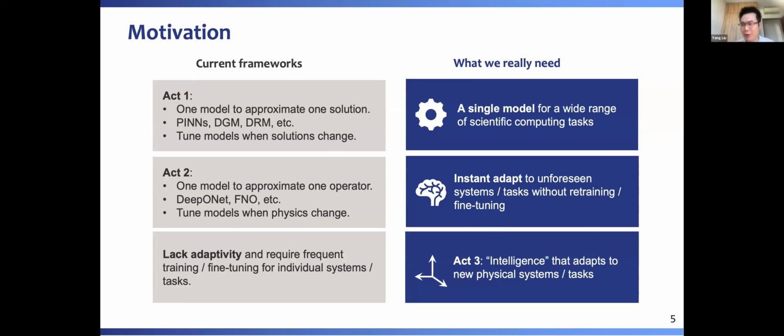So I'm asking myself, what do we really need? I would say I really need a single model for a wide range of scientific computing tasks. We need this model to be able to instantly adapt to unforeseen systems or tasks without retraining or fine-tuning. This is the next stage I'm thinking: we need some kind of intelligence that can adapt to new physical systems or tasks.